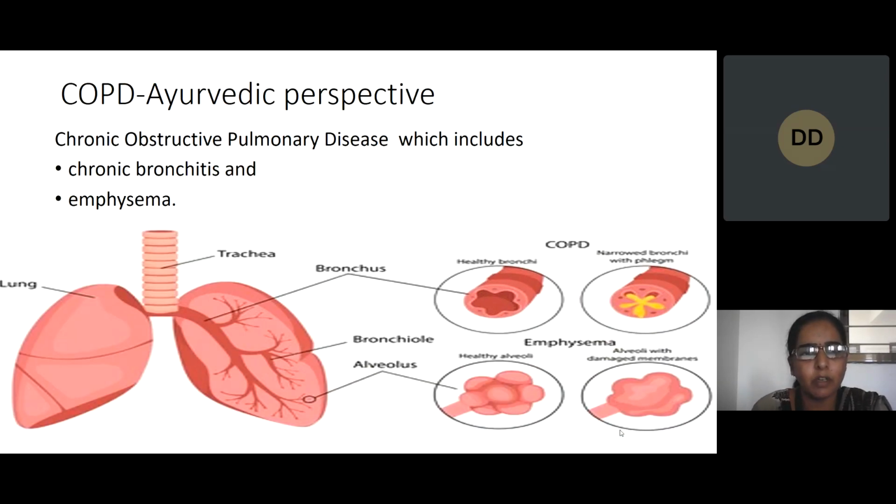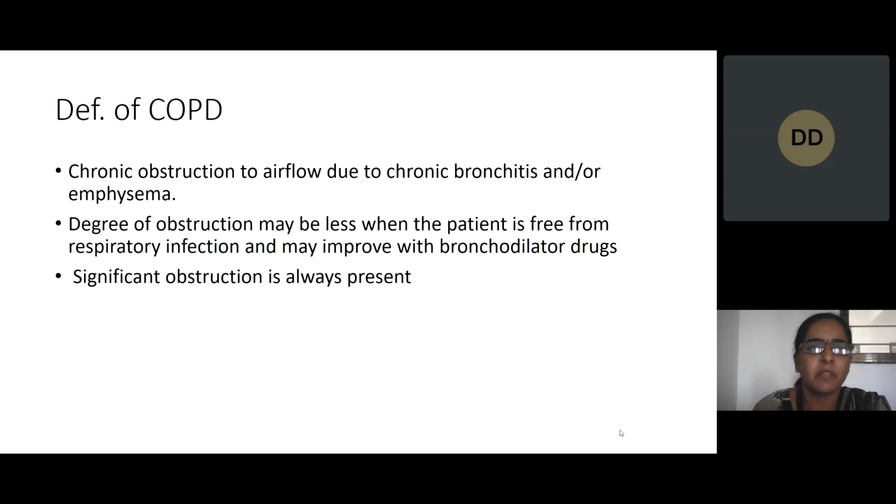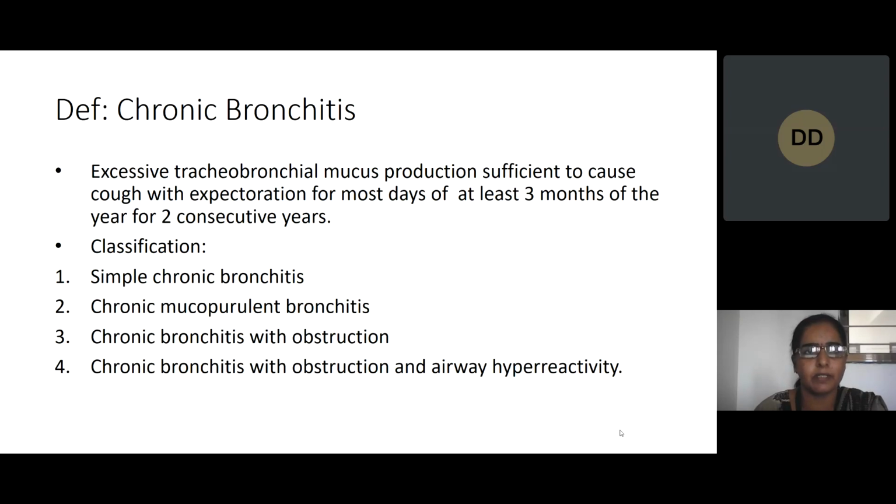Here we can see the normal lungs with the trachea, bronchus, bronchioles and alveoli. What happens in COPD? In COPD, the bronchus becomes narrowed with phlegm present, and in emphysema the alveolar part is damaged. Definition of COPD: chronic obstruction to airflow due to chronic bronchitis and/or emphysema. Mainly airflow obstruction is seen in COPD. The degree of obstruction may be less when the patient is free from respiratory infection and may improve with bronchodilator drugs, but significant obstruction is always present in COPD cases.